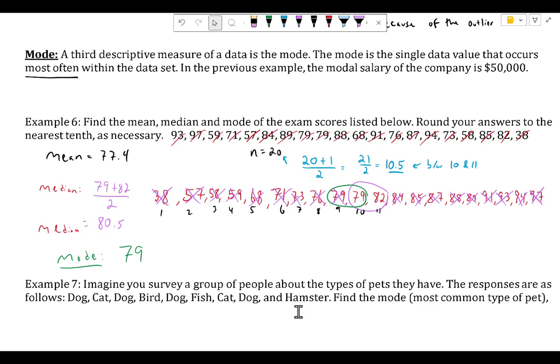Notice with this particular question, we couldn't find the mean and we couldn't find the median. There is no ascending order for these, and there are no values to add and divide by. The mode is the only measure of central tendency that we can use to find the most common type of pet, or the average pet for these people. And in this case, dog wins because it has 1, 2, 3, 4. So dog would be the mode, and is the only value that we can find for this.